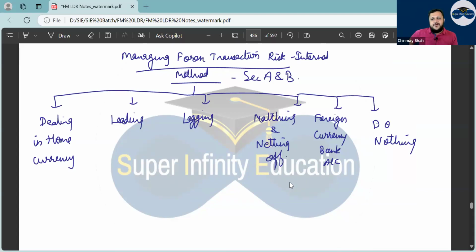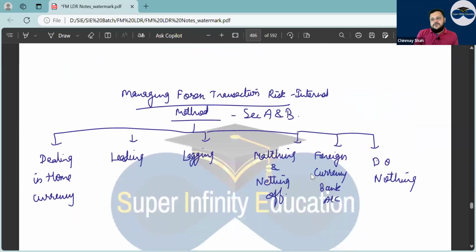Managing forex risk, the internal method is dealing in home currency instead of paying in foreign currency. Leading: if you have a better rate, then lead the payment, that means pay early. Lagging means make the payment late. Matching and netting off means with some payment, you take an opposite receipt also. So you match the payment and receipt, or net it off. You have more payment, less receipt, then only make the net payment that is there.